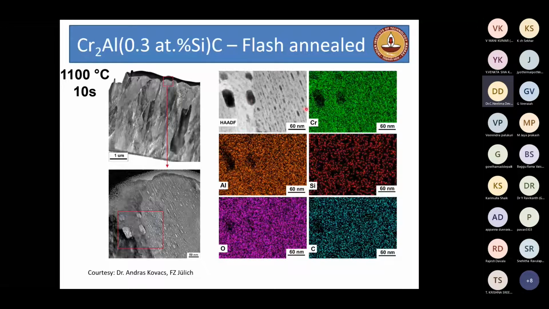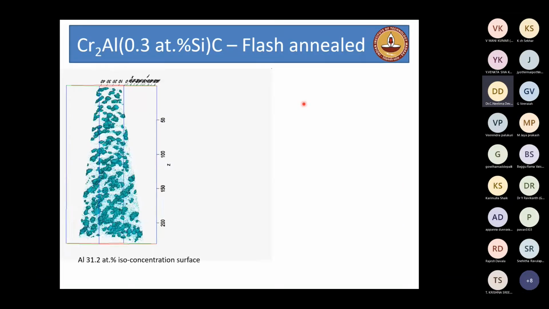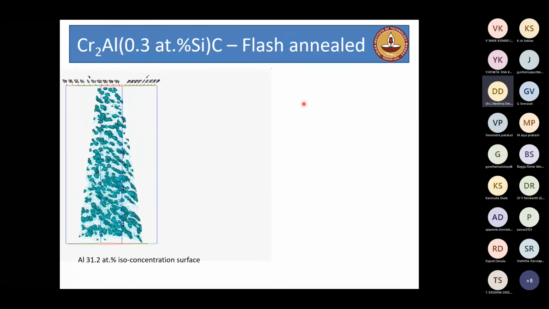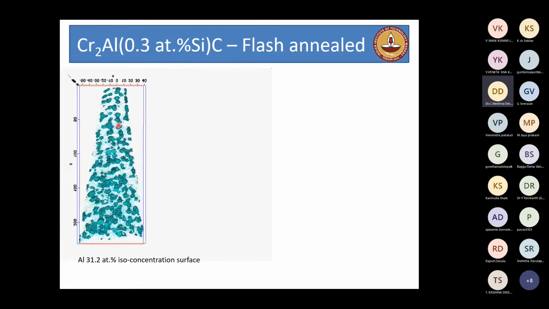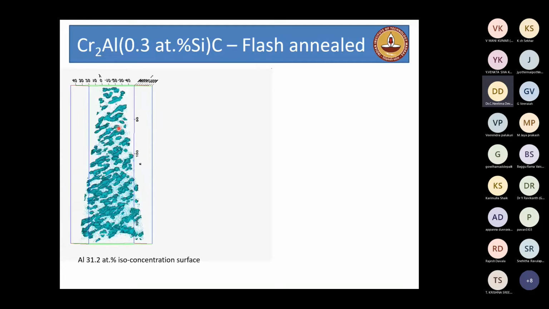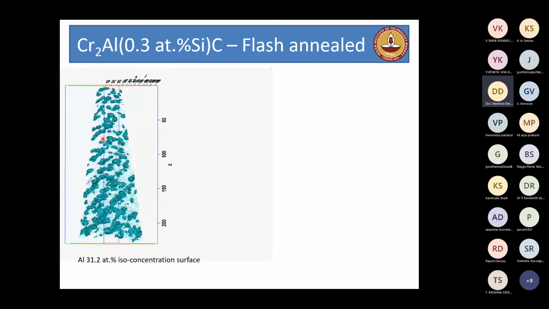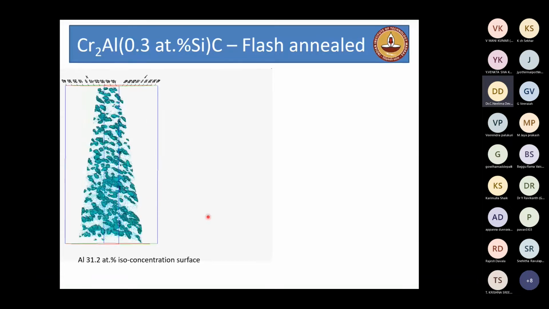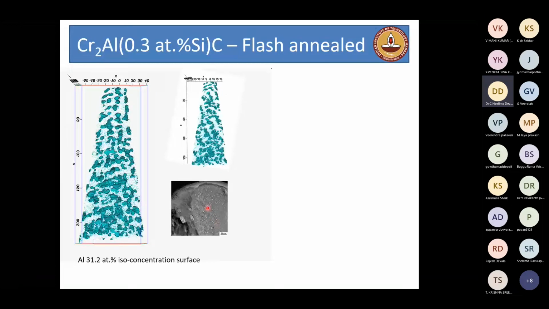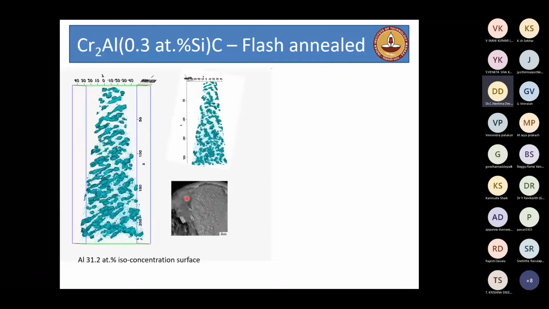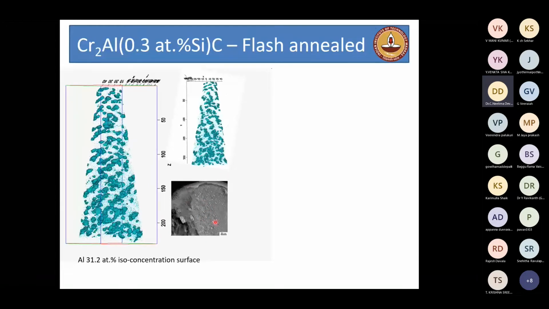Now, the same thing, if we look into the atom probe, suddenly you see that with 0.3% silicon in the annealed condition, there are a lot of these nanoscale precipitates where the length scale matches exactly with that of the TEM image, and they are aligned in certain specific directions. So you can orient them to see their arrangement in specific directions with respect to the directionality in the TEM image.